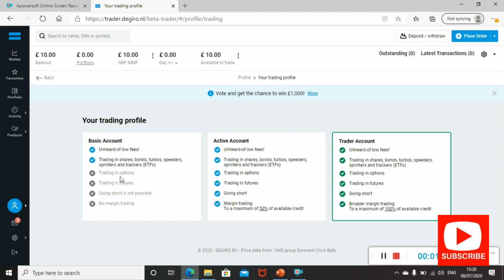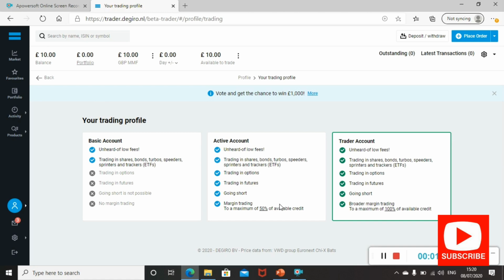You'll take a quick appropriateness test and prove your product knowledge, and that upgrades you to either an active or a trader. It's a free upgrade, but it's just to prove that you know what you're talking about, you know what these products are. You sign the terms and conditions, and you accept the increased risk that possibly comes with some of these products.